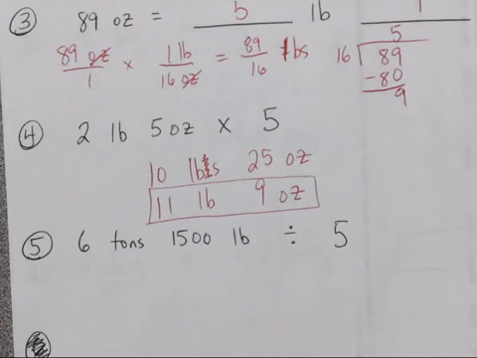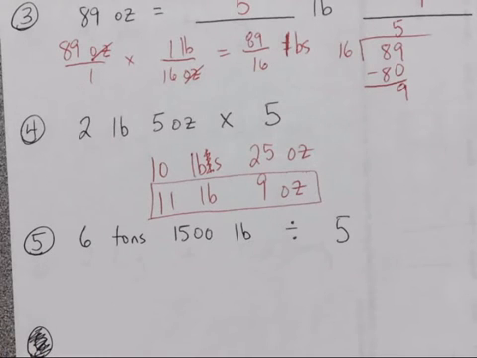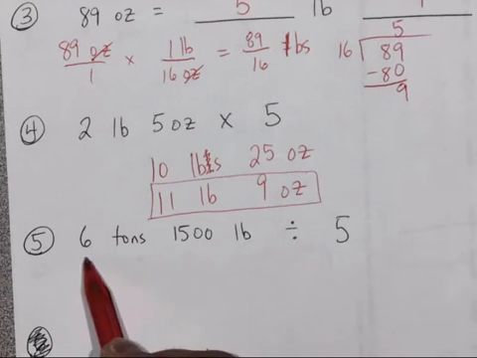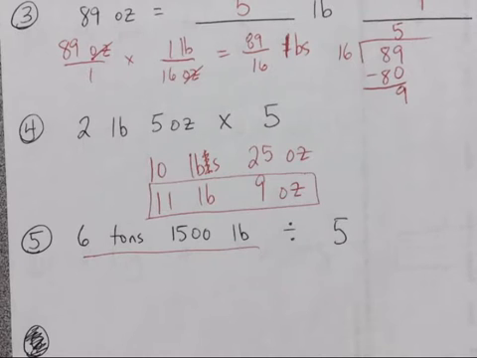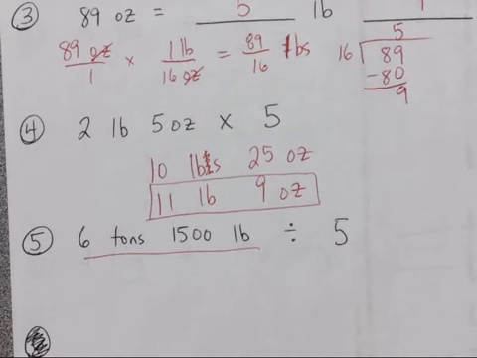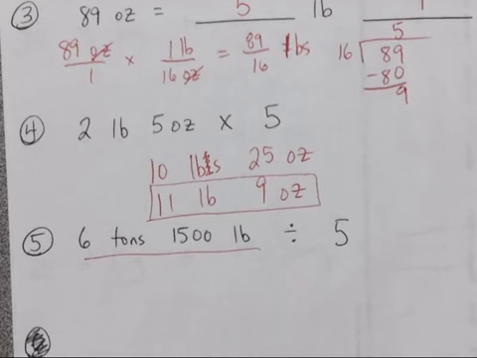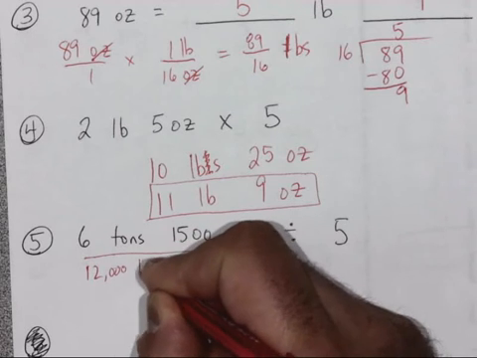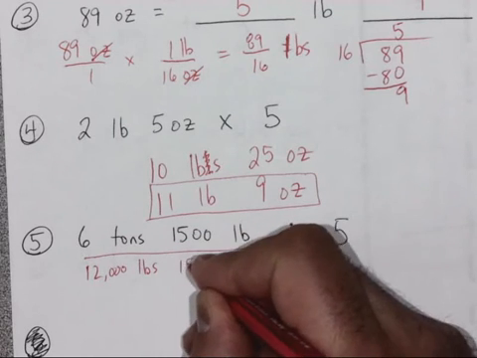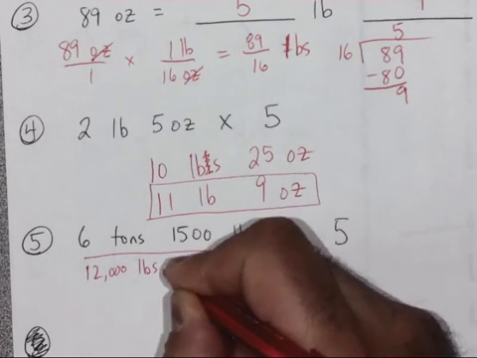All right, division. One of the easiest things to do with division would be to essentially convert all of this to pounds and then divide, and then you can convert it back if you need to. So we know that there are 2,000 pounds in a ton, so 2,000 times 6 is going to give us 12,000. So there are 12,000 pounds in 6 tons, right? Plus the 1,500 that's there.